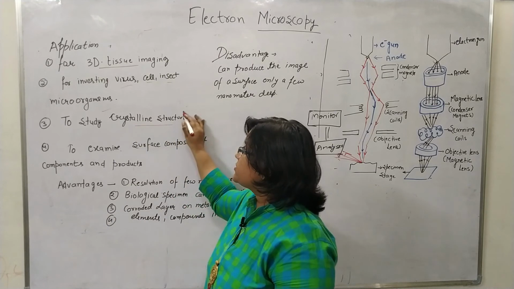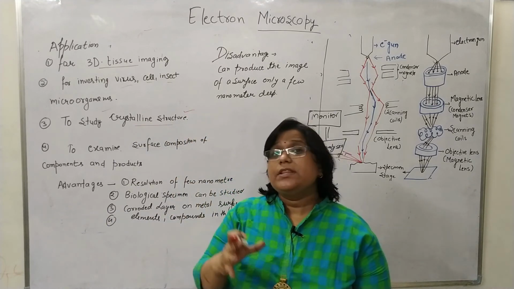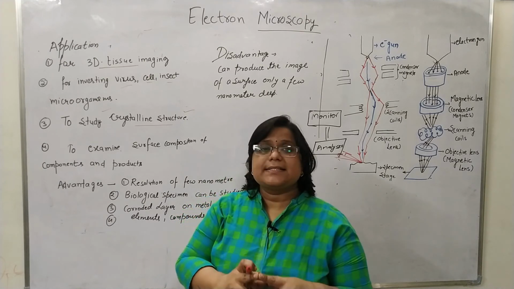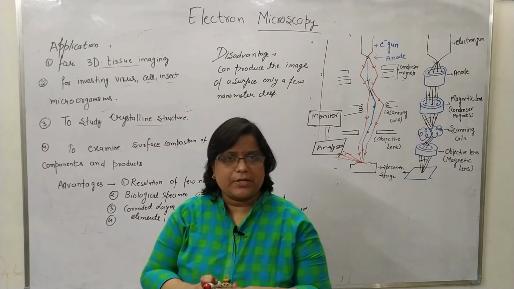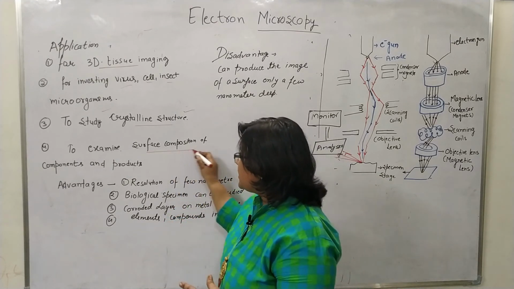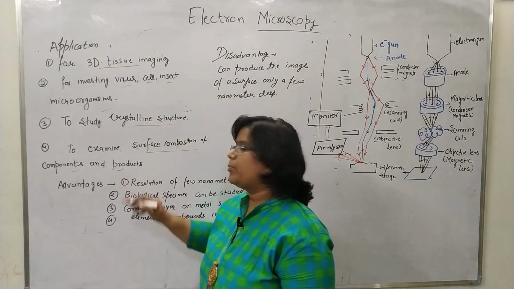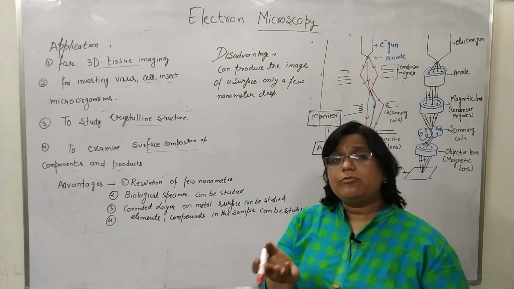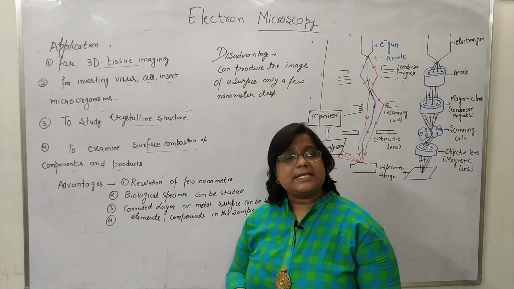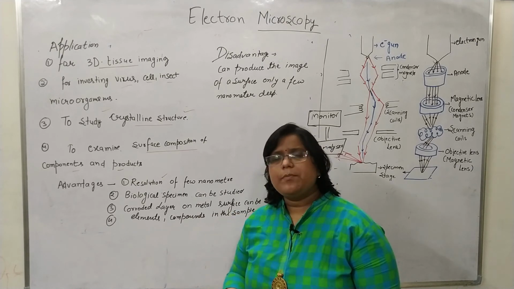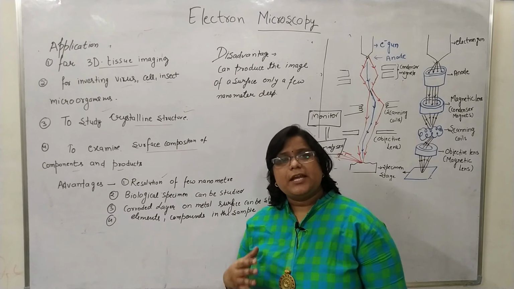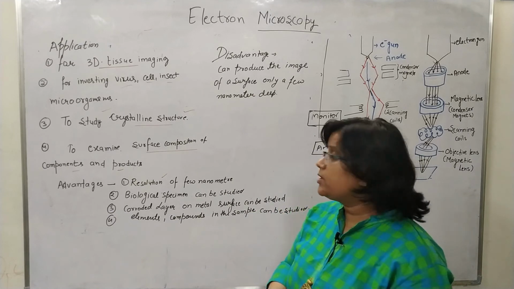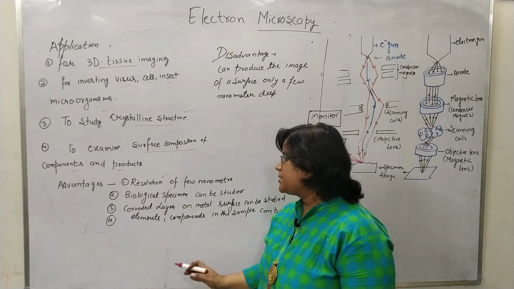Now we can study crystalline structures. With the help of X-ray detectors and the secondary electron detector, we can analyze the crystalline structure of a compound or of an element also. Here we can examine the surface composition of components and products. The advantage is that the resolution is around a few nanometers. If a specimen is very small, in the nanometer range, we can see its image in a very highly resolved manner. Biological specimens can also be studied.